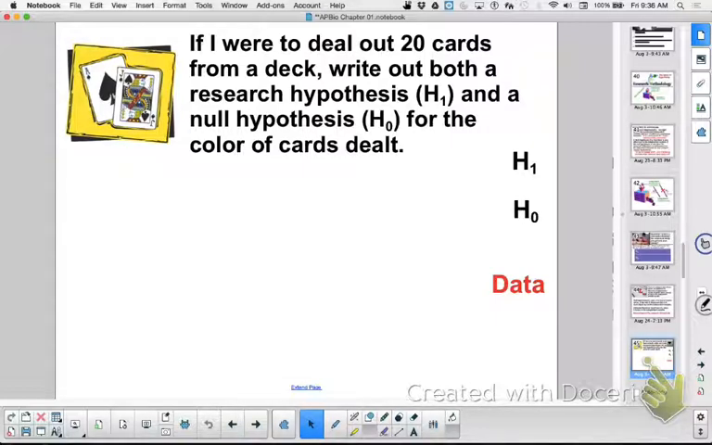Oh, wait, I want to take that back. Let's just go each color. You would predict that 10 would be red and 10 would be black, right? Because there's only two colors in the deck, red and black. Do you agree with me on that? Okay, so what would be your research hypothesis? What would be your null hypothesis for that? Discuss with your bio buddy.